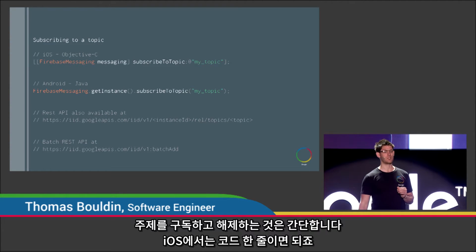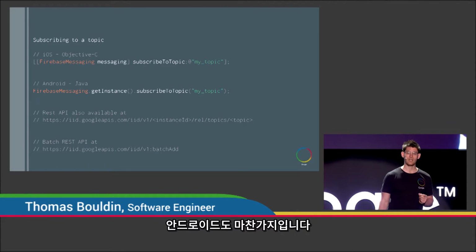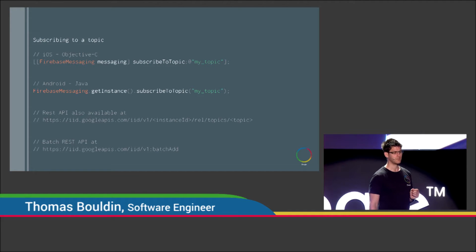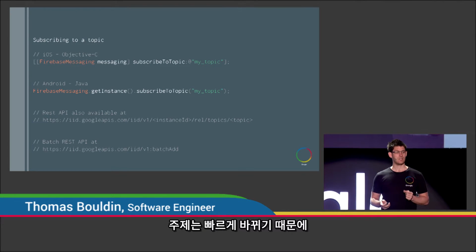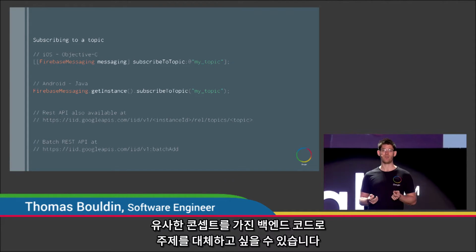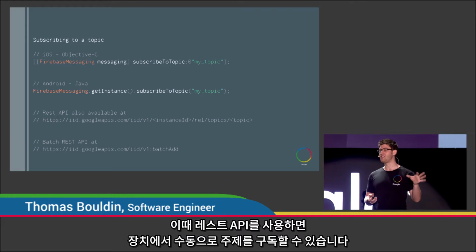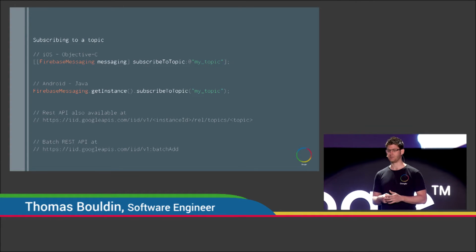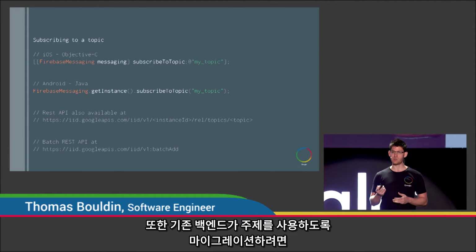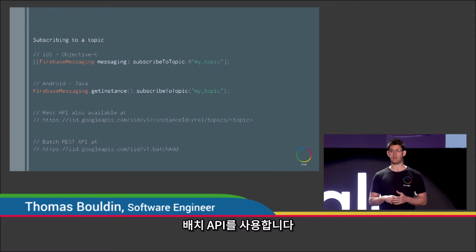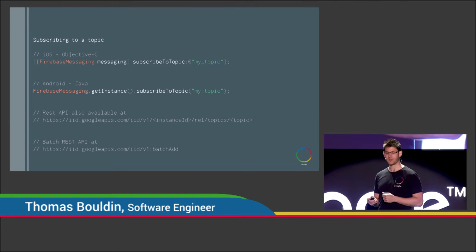So subscribing and unsubscribing from topics is simple. It's just a single line of code in iOS or in Android. Now, because topics are fast, you might want to replace any backend code that you have that has a similar concept with topics. So for that, your backend can use the REST API to subscribe devices to topics manually. Additionally, if you're trying to migrate existing backends to use topics, you can use the batch API to import all of your existing tokens into a particular topic.